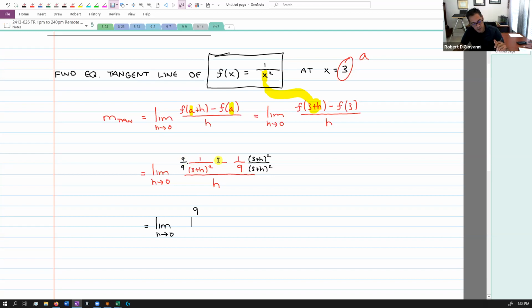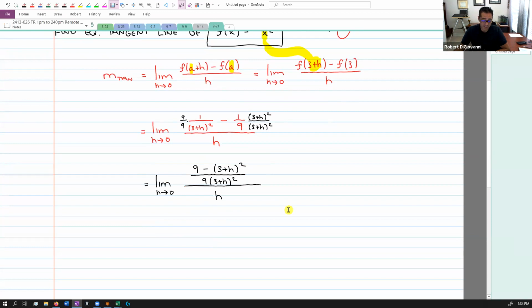That's the 9 times 1, then minus. And then over here, I've got the 3 plus h squared. That's all over the common denominator. The common denominator is 9 times 3 plus h squared. And then all of that is over h. So I skipped a step here. I put those together all kind of in one step. Any ideas of what to do now?